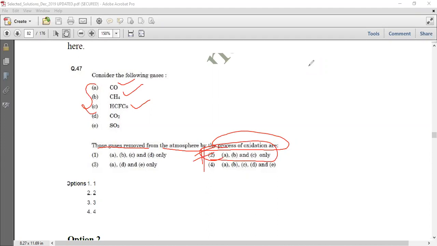Is it clear to everyone? Carbon monoxide, methane, and HCFC can be removed by the process of oxidation easily. SO3 is already oxidized, CO2 the same, so we will not go for them. We'll only go for CO, CH4, and HCFC. Is it clear to all the candidates? Okay, thank you. Now let's move to the next question.